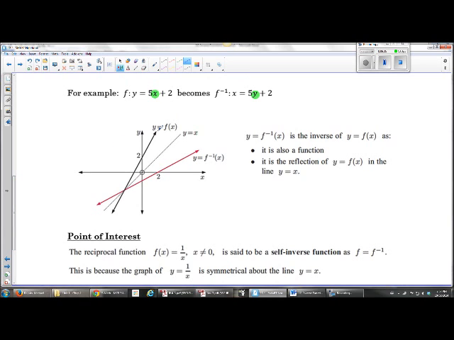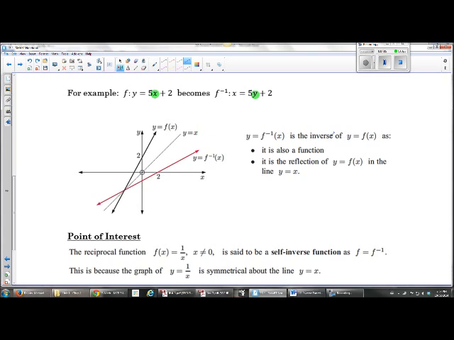In this function here, y equals f of x is 5x plus 2, with a y-intercept of 2 and a gradient of 5. And that becomes f inverse, where the x-intercept, in this case, is 2, and the gradient is actually 1/5, because if we were to rearrange this and solve for y, the gradient would be 1/5.